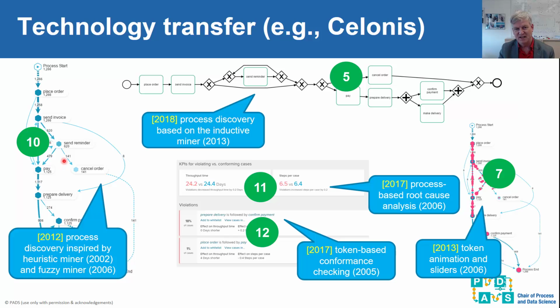Some of the other things came later, so they are, for example, doing conformance checking using token-based replay. Token-based replay was invented in 2005, and was first implemented in the context of PROM. In 2017, this was added to the Celonis system. So these green numbers correspond to the difference between when we developed it in research and the point in time that it was embedded in Celonis as an example of a commercial system. Then there was this ability to generate supervised learning problems that I talked about in the second half of the lecture.